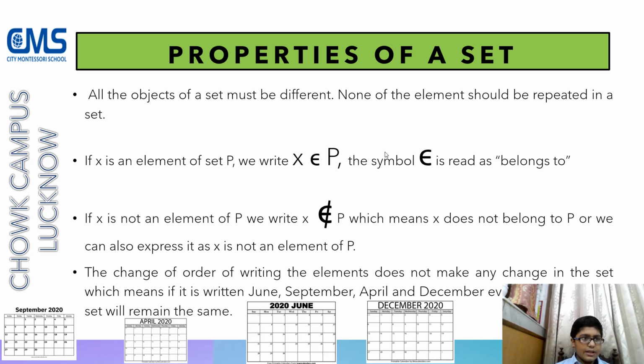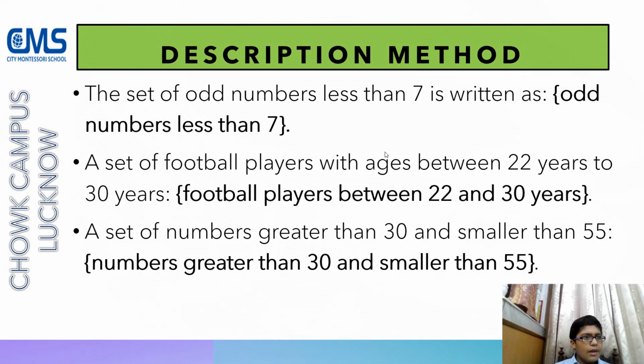Description method. In this, a well-defined description of the elements of the set is given and the same is enclosed in curly brackets. It is also known as statement form method because the elements of a set are described in statement form. For example, the set of odd numbers less than 7 is written as {odd numbers less than 7}. A set of football players with ages between 30 and 32 years is written as {football players between 30 and 32 years}. A set of numbers greater than 30 and smaller than 55 is written as {numbers greater than 30 and smaller than 55}.